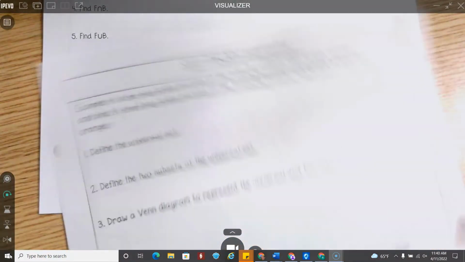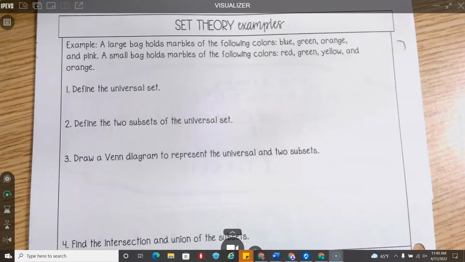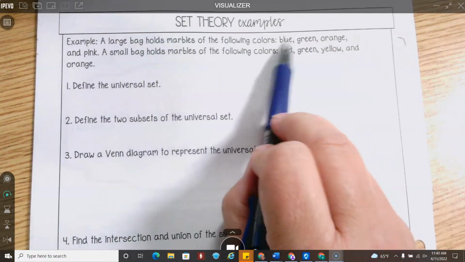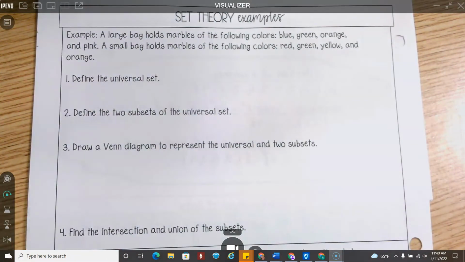All right. On the back here, set theory examples. A large bag holds marbles of the following colors: blue, green, orange, and pink. A small bag holds marbles of the following colors: red, green, yellow, and orange. One thing you'll notice about this particular set of worksheets is they're pretty good about picking different set members that have different first letters. So we're going to talk about this as B, G, O, P, and so on. Okay, define the universal set.